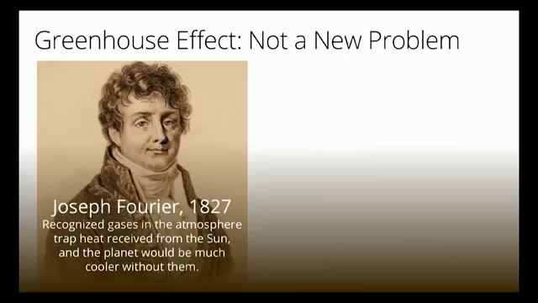Okay. So greenhouse effects, it's really not a new problem. Joseph Fourier, a mathematician, in 1827 recognized that there were gases in the atmosphere that trapped heat, and that if you took those gases out, the planet would be much colder. So that was almost 200 years ago.